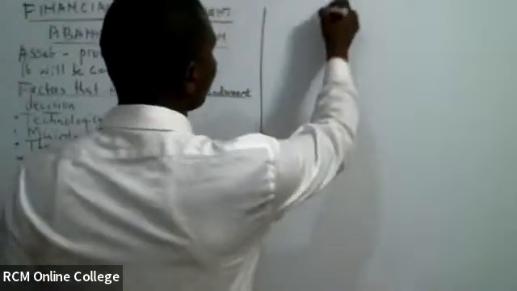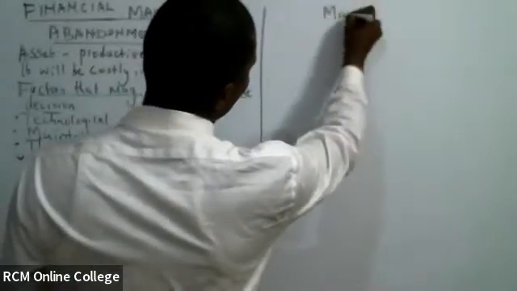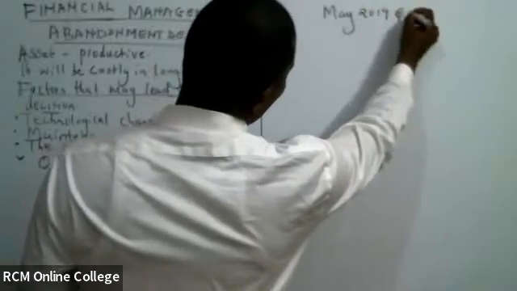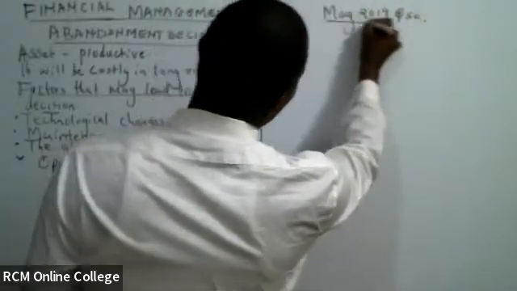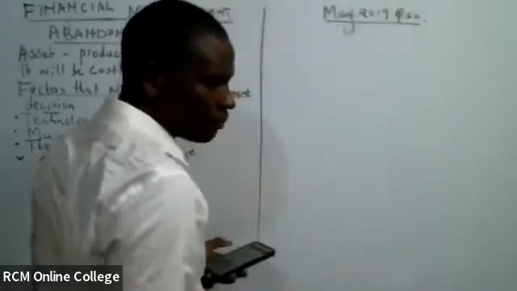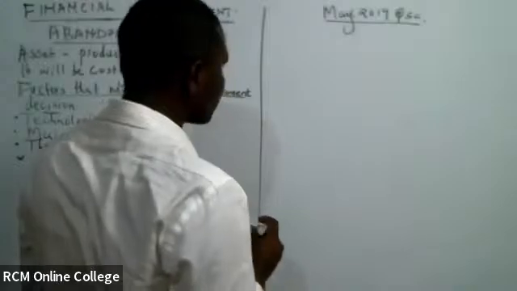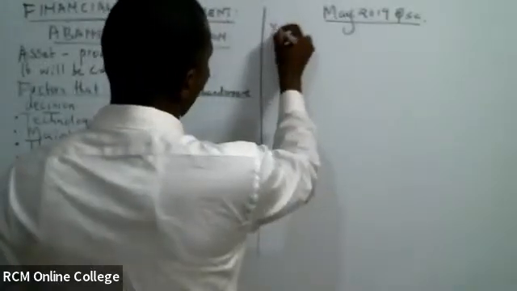This is May 2019, question number 5C. So we are looking at this question step by step. So we start with year one.